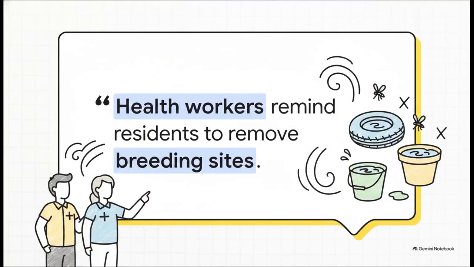Okay, let's shift gears from vocabulary to syntax. The voice of a sentence is kind of like a spotlight. It deliberately directs where the reader focuses. Take this active sentence. Health workers remind residents to remove breeding sites. In the active voice, it's crystal clear who is doing the action. The health workers are doing the reminding. It's a direct instruction. Zero doubt about who is involved.